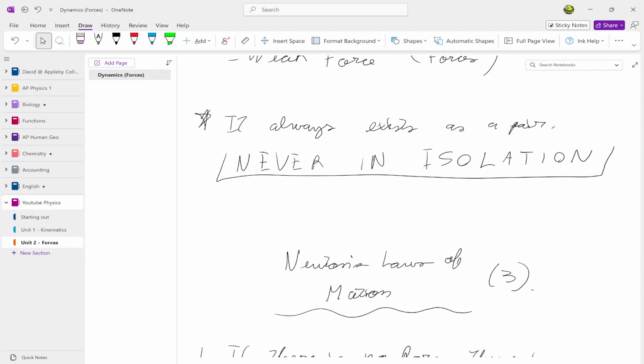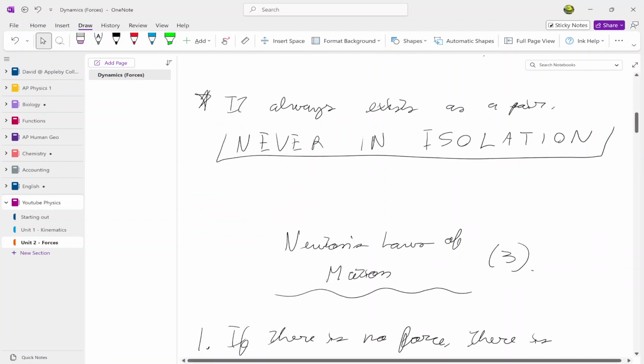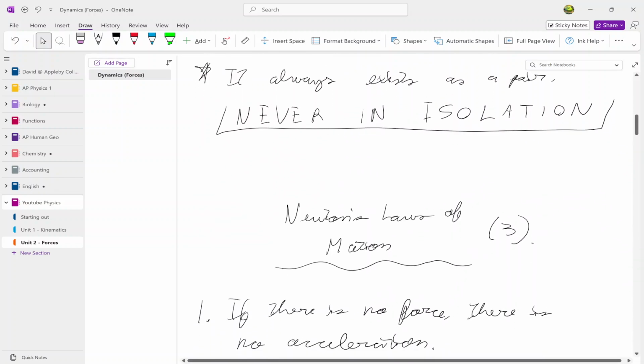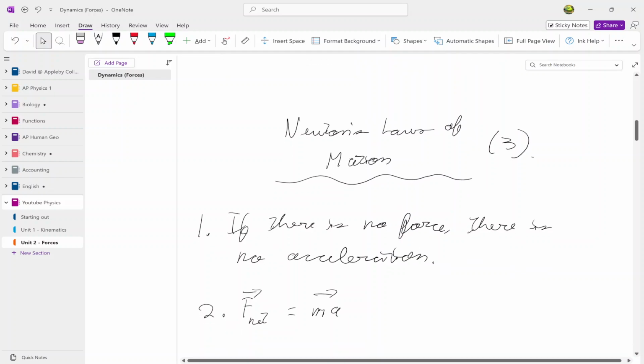But what is that normal force from? It's from planet Earth. It's pushing upwards on you to counteract the gravity pulling you downwards, or else you would just sink into the Earth. And because the mass of the Earth is so massive, it literally does not move. All right, so that's why we can all just stand here in peace. And it's never in isolation, even in a vacuum.